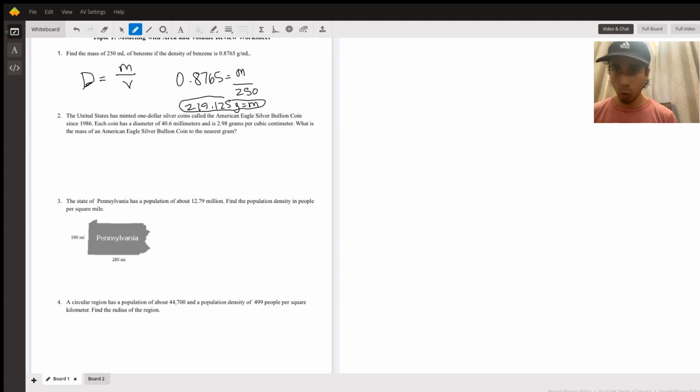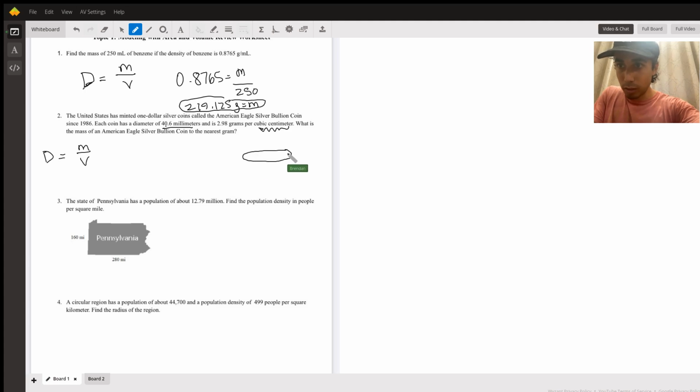It says we've got coins with a diameter of 40 millimeters and 2.98 grams per cubic centimeter, and it wants to know the mass. First thing we want to do, again, go back to the formula, density equals mass over volume. But what you need to be aware of is that it gives us this measurement in millimeters, but the density is in cubic centimeters. So whatever the density is in, you want to convert your lengths or other measurements to match it. So we need to convert those millimeters into centimeters.